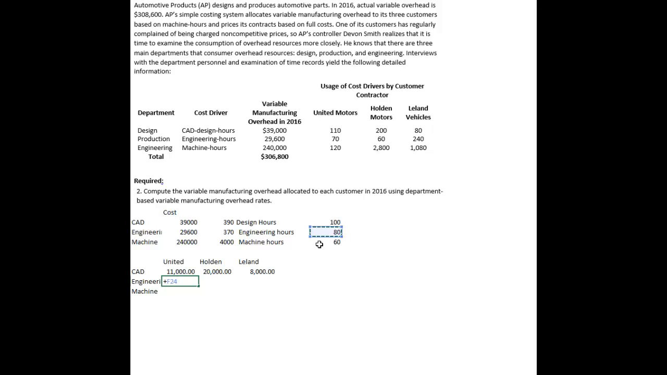Engineering, the $80 an hour times the 70 hours that United consumed. For Holden, they took 60 hours times that $80, and for Leland, the $80 times 240. Lastly, for the $60 per hour allocation, United used 120 hours. Holden at 60 bucks an hour used 2,800, and Leland at $60 an hour consumed 1,080 hours.